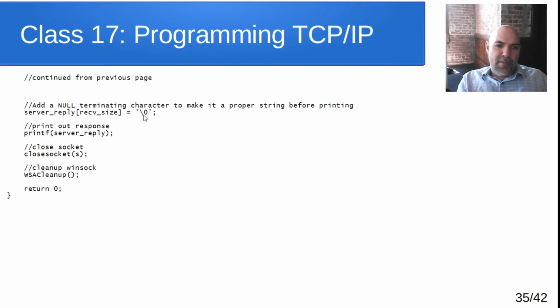I place a null terminator at the end of that string, and then I print out whatever their reply was. It's not going to show up as a web page, obviously, since that's rendered. This is just whatever the response was from the server. After that, we close the socket, call WSACleanup, and return the value 0.